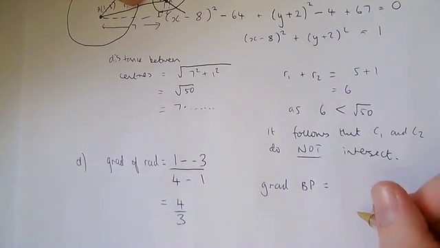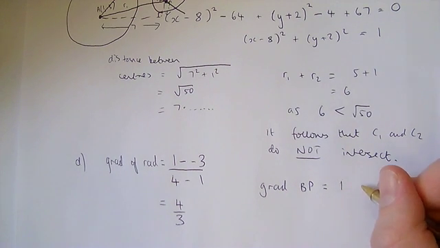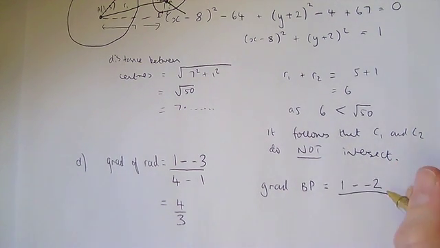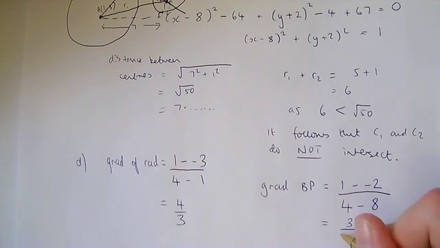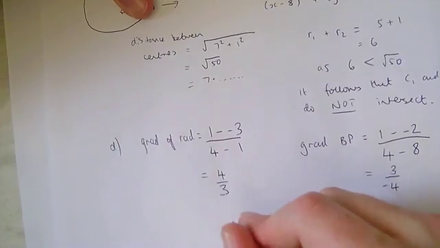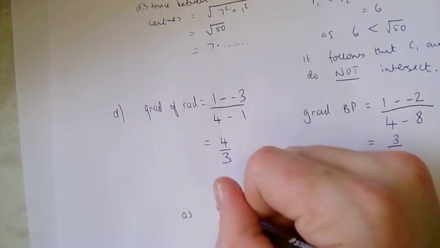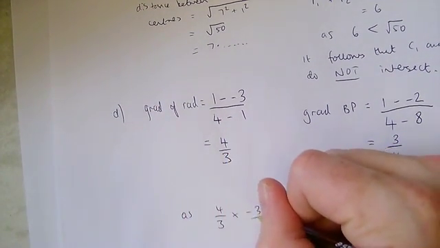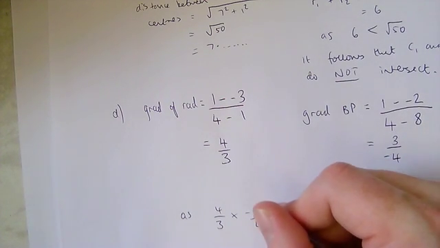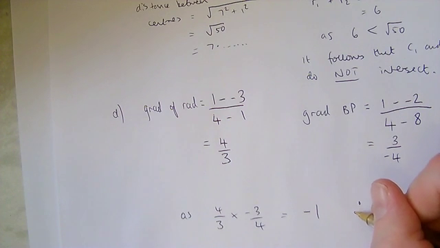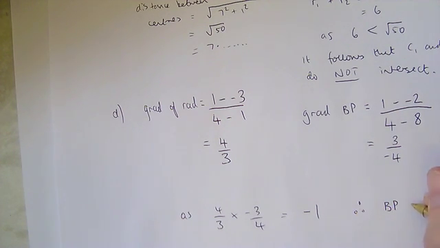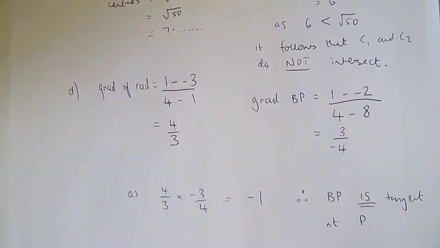So gradient of BP would be the difference in y, so 1 minus minus 2 over 4 minus 8. That comes to 3 over minus 4. I'd say as 4 over 3 times minus 3/4. I've just changed my minus just being at the top, which is fine. You can leave it on the bottom, doesn't matter. Equals minus 1. Therefore, BP is tangent at P because its gradient is minus 1.